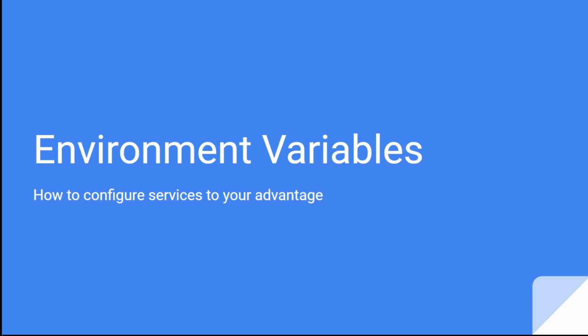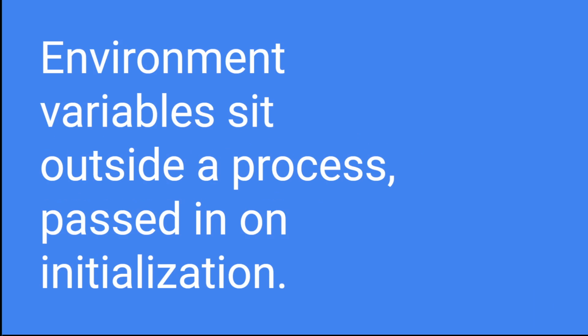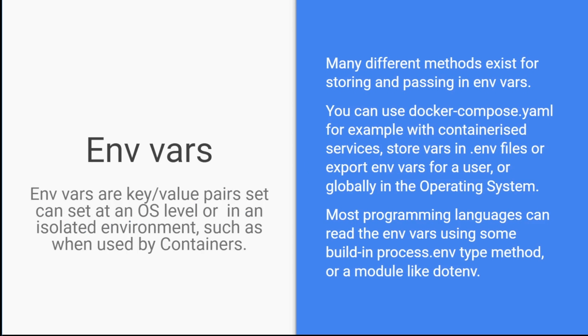Environment variables. Today I want to talk to you about how you can use environment variables to configure services to your advantage. Environment variables sit outside a process and are passed in on initialization. They are key value pairs set at an OS level or in some kind of isolated environment, such as a container using Docker, or for example, in Netlify, you can do this passing environment variables in at build time. Same with Heroku and many other systems, such as those configured on AWS or the cloud services.